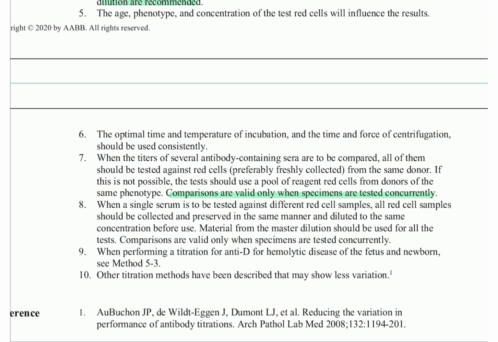There is a separate method for performing a titration for an anti-D for hemolytic disease of the fetus and newborn. If you'd like to read that, you can refer to method 5-3.